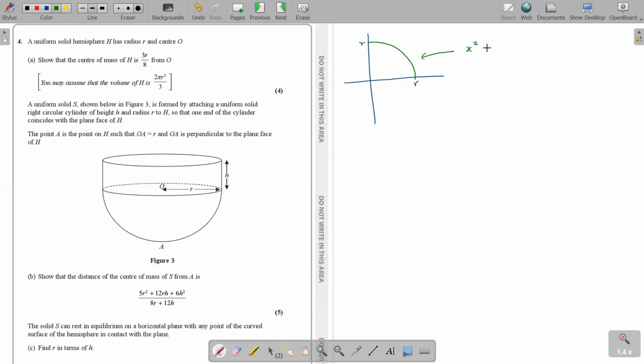So we say x minus 0 squared, or x squared plus y minus 0 squared, y squared, equals r squared. This is the original equation. When you rotate it 360 degrees around the x-axis, you create the solid hemisphere. Are you with me? So this is how you create the solid hemisphere.